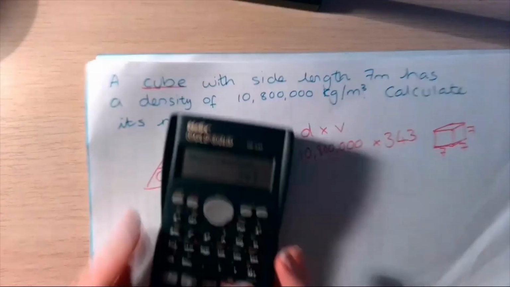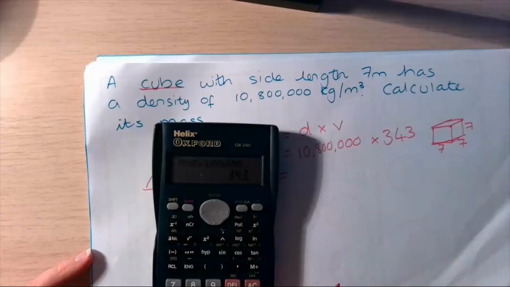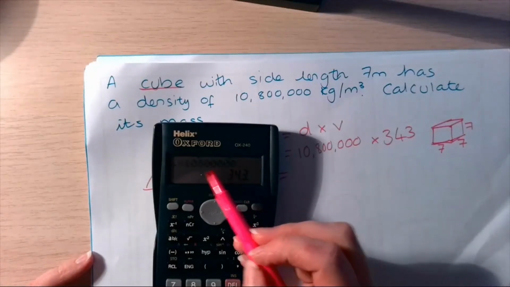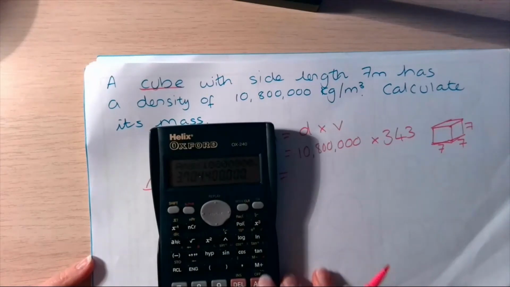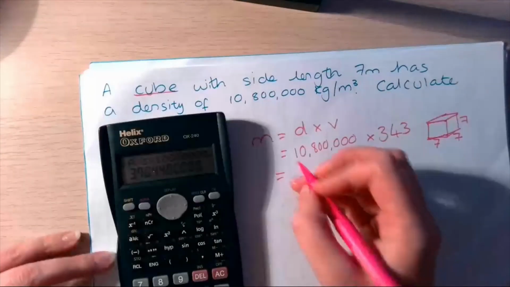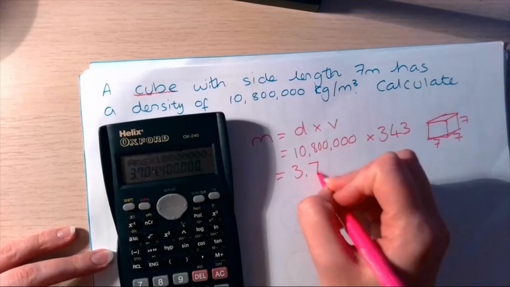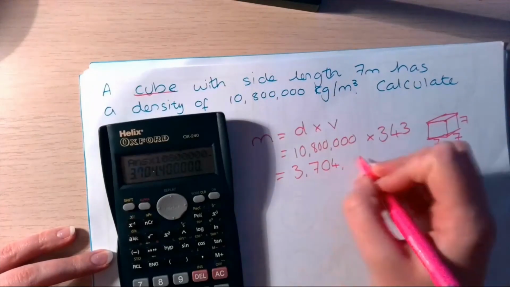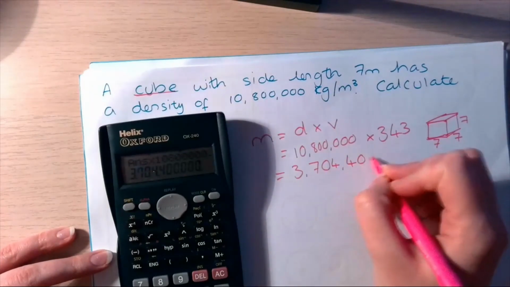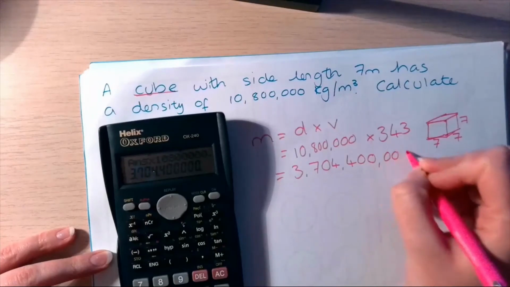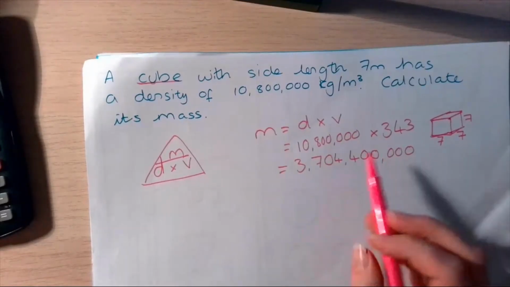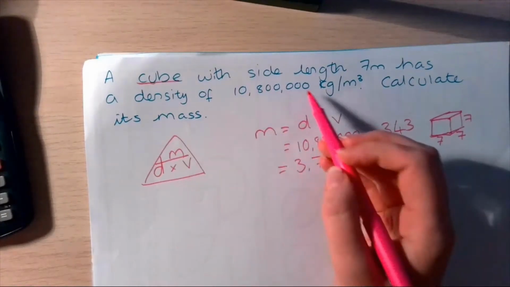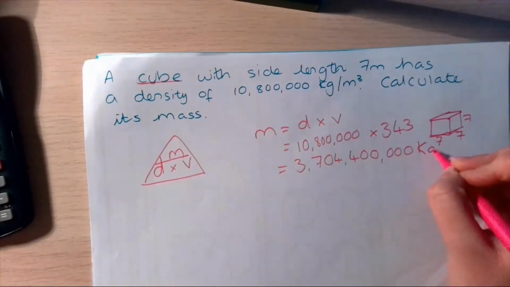So I'm going to multiply that by 10,800,000. How many zeros have I put in now? 1, 2, 3. Yep, that's right. And we get 3,704,400,000. What we get when we've got that one there, we have got a unit, it's a mass. We've put in kilograms, so it comes out as kilograms.